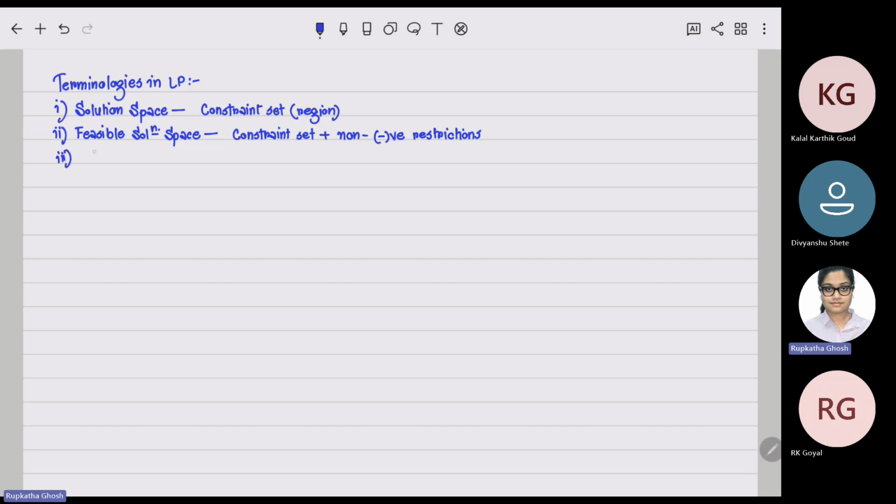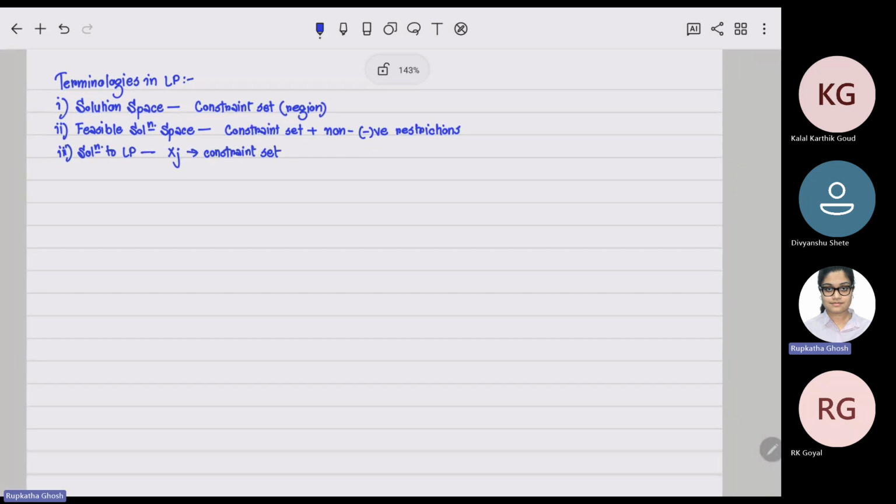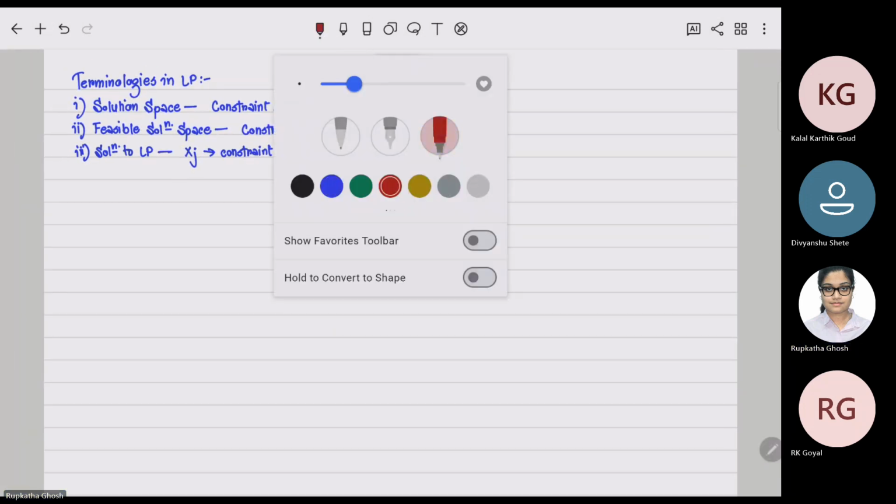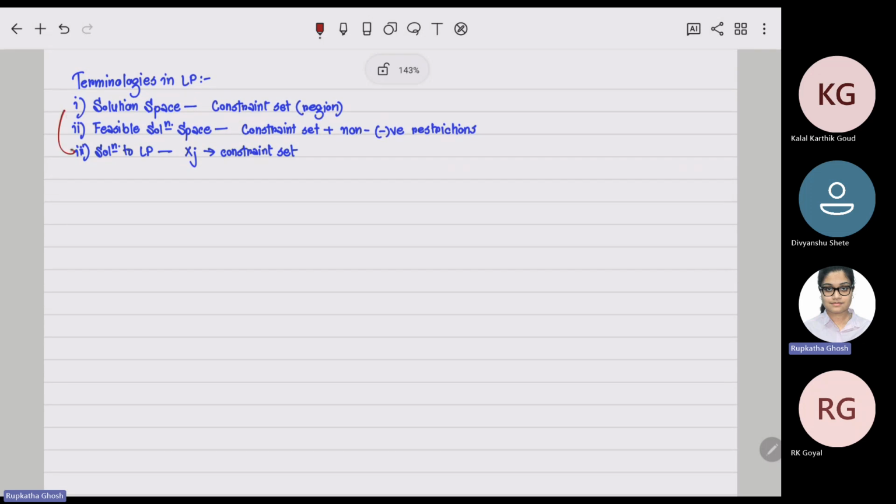Third is solution to LP. What I mean by this is any set of values of xj which satisfy the constraint set is termed as a solution to the LP model. Please remember, solution to LP is linked to solution space only. It is only the constraint set. Similarly, solution to the LP means any solution which satisfies only the constraint set.